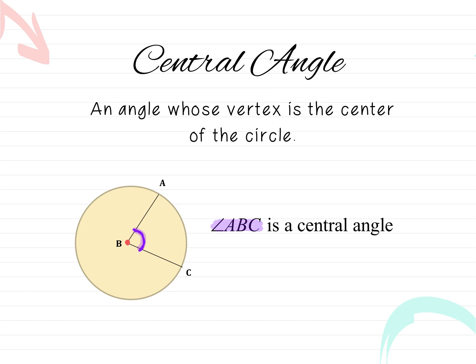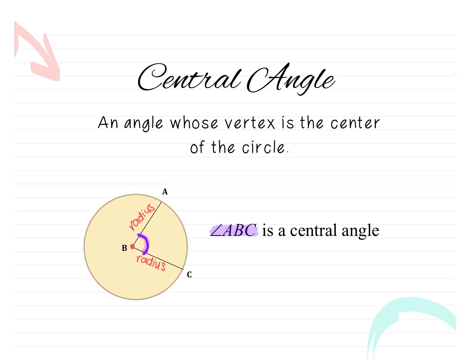Okay, something else that we should know is that my central angle is made up of two radii. So I have a radius here and a radius down here. Again, you have to know how to write your angles. If you forgot how to write angles, please go back and look at how to write angles, because you guys will have to do that.